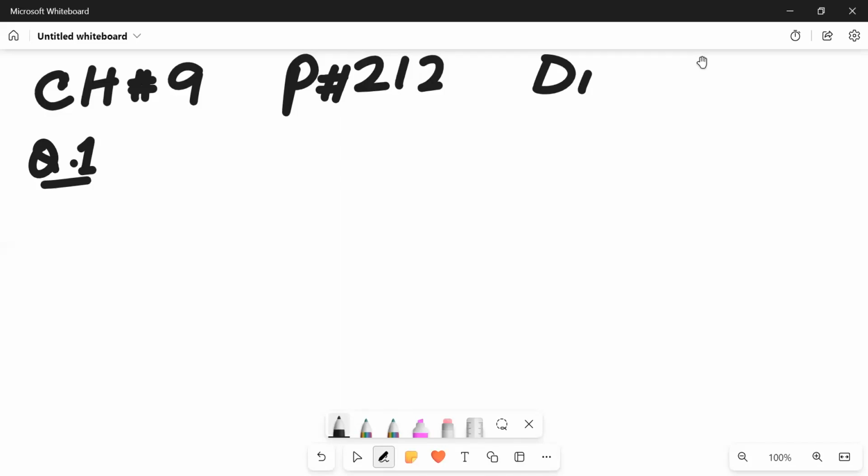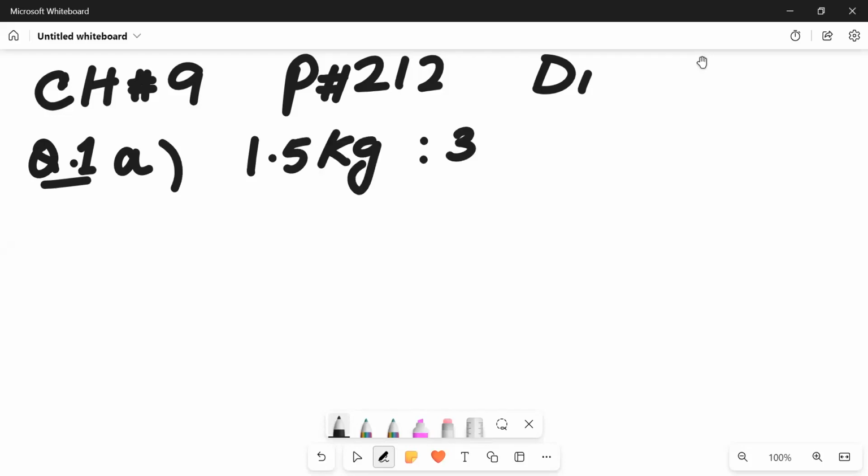Question number 1. Simplify each of the following ratio. Ratio is simply comparing two same quantities, and then we will simplify according to these quantities. So now we have to find the simplest form of these ratios. The first question, its A part, is 1.5 kg is equal to, this is the sign of ratio.